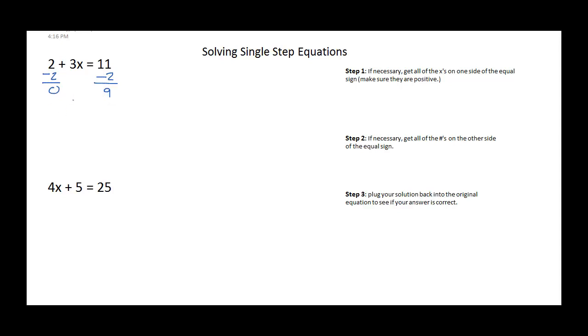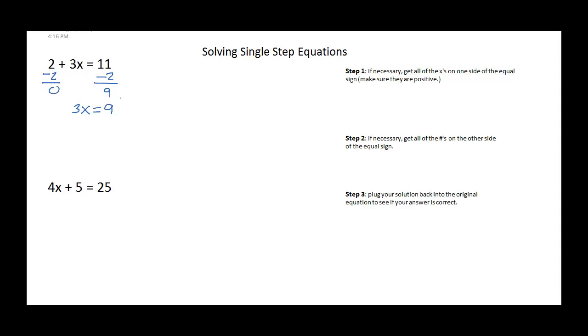And when I rewrite the equation, since I took the 2 away, I have no numbers by themselves, so I'm going to start out with that 3x. And on the other side of the equation, I just have that 9. So I've undone what we like to think of as the addition or subtraction parts. Now I'm left with the 3 times x on one side and the 9 on the other side.